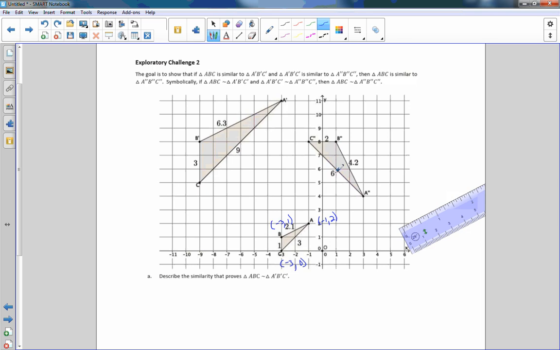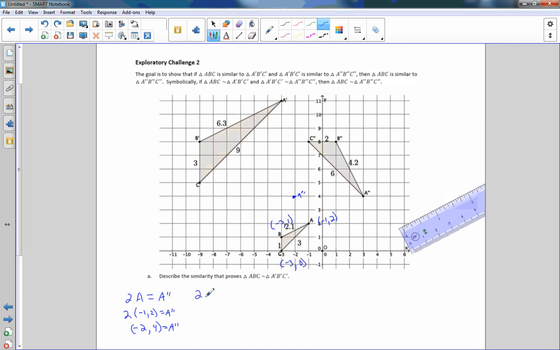I want to scale it up. 3 to 6 is 2. I'm just saving some time here. That is times 2. 1 times 2 is 2. It's a scale factor of 2. So my A times 2 is going to equal A double prime. So that's 2 times my point A, which is negative 1 comma 2, which is going to equal my A double prime. And 2 times negative 1 is negative 2, and 2 times 2 is 4. So there's my A double prime. So I go over negative 2, up 4, and there's where my A double prime will end up.